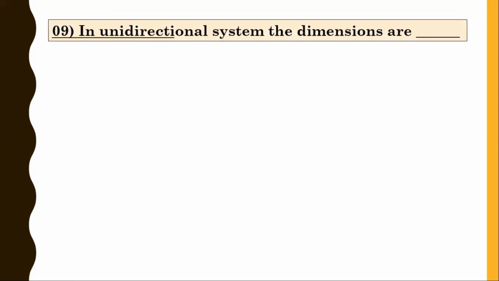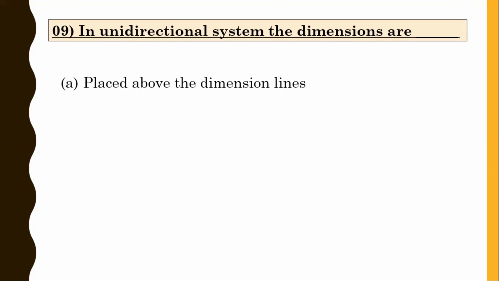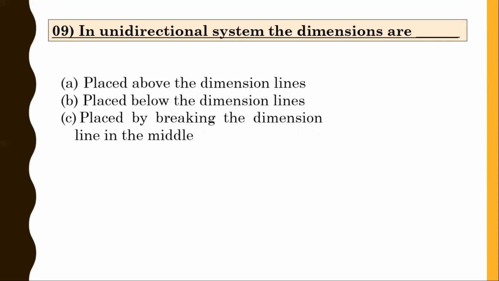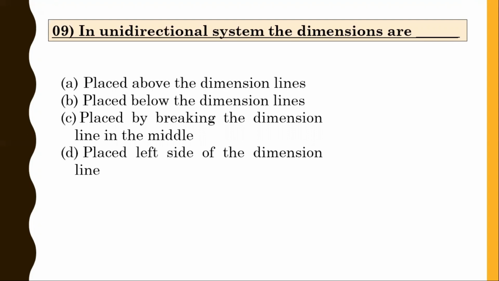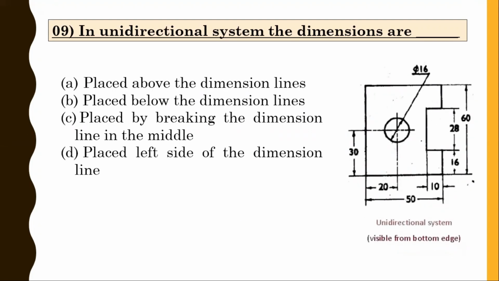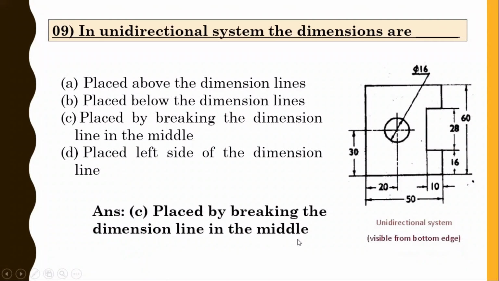Next MCQ number 9. In unidirectional system, the dimensions are: options A placed above the dimension line, B placed below the dimension line, C placed by breaking the dimension line in the middle, D placed left side of the dimension line. Let's see the figure. Here you can see this is our unidirectional system. Here we are putting the dimension by breaking that line at the center. So placed by breaking the dimension line in the middle. So option C is correct.